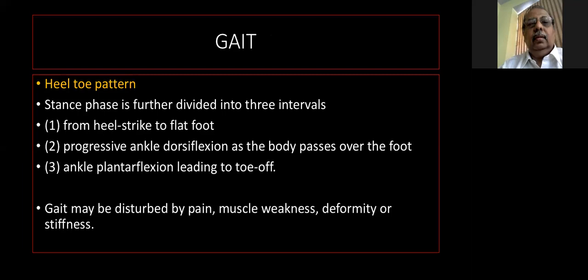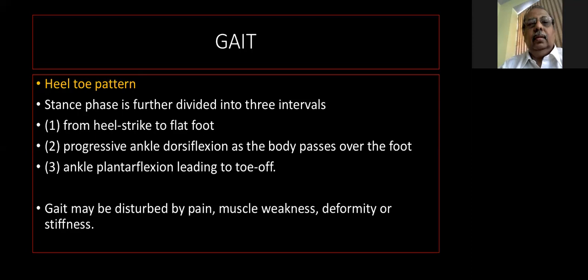Usually, we have a heel-toe pattern of gait, that is heel strike, foot flat, mid flat, heel off, and toe off. The stance phase is divided into three. From the heel strike to the foot flat is called the first rocker. Then there is a progressive ankle dorsiflexion as the body passes over the stationary foot. That is the second rocker. And ankle plantar flexion leading to toe off is the third rocker. Why I am telling this is because the rockers of the foot are commonly asked in the DNB exam.